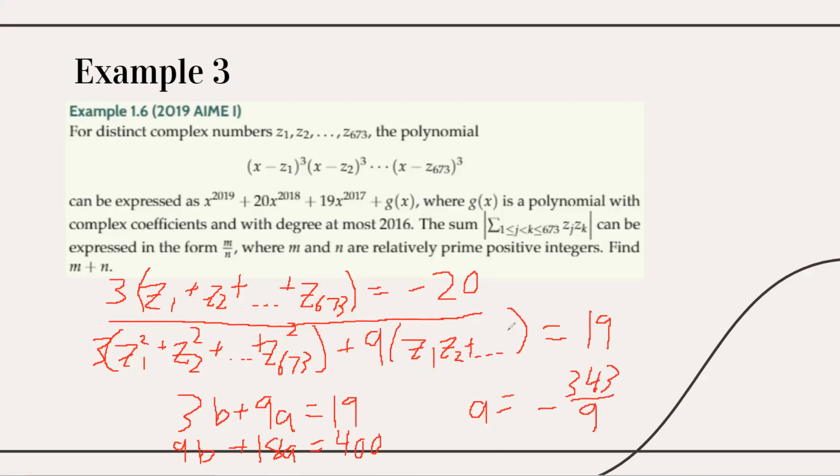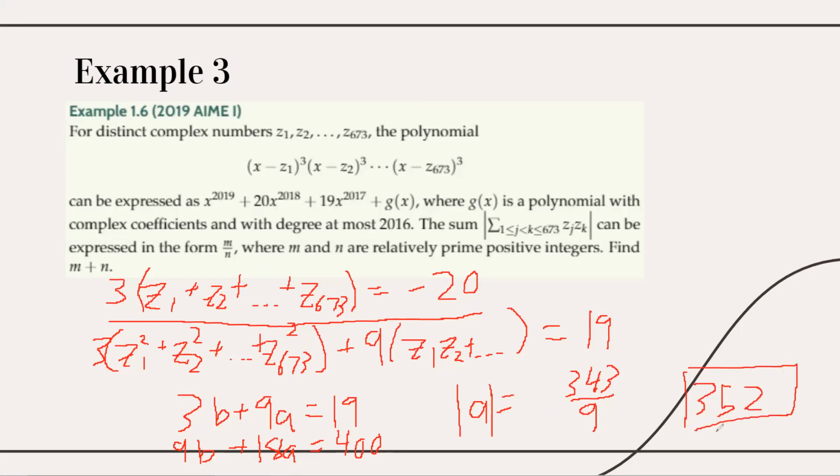And since this is the AIME, we have to convert this into an integer. So let's see how they want us to turn this into an integer value. First of all, they're asking for the absolute value of a, so the absolute value of a will just be 343 over 9. And they want us to basically take the sum of the numerator and denominator. So 343 plus 9 is going to be 352. And that is our final answer.